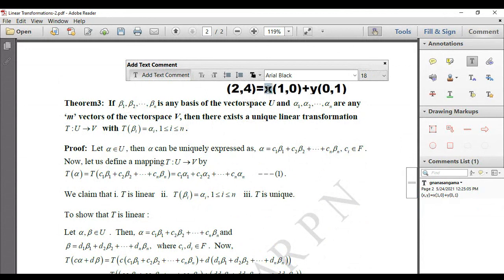Then (2, 4) can be written as 2 into (1, 0) plus 4 into (0, 1). See, your C1 is 2, beta 1 is (1, 0). C2 is 4, beta 2 is (0, 1). I've used two vectors, that's why I've written 2. If you use n vectors, I'll write n. Similarly, (3, 5) can be written as 3 into (1, 0) plus 5 into (0, 1). Any vector in R2 can be written as a linear combination of these two vectors. Therefore, they are basis vectors.